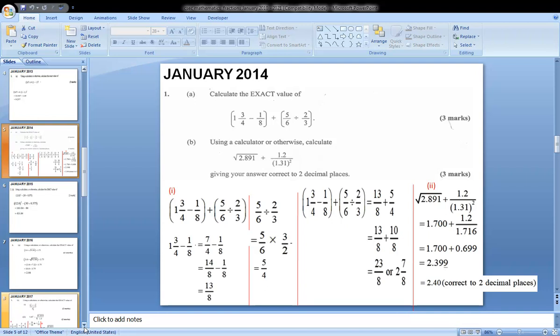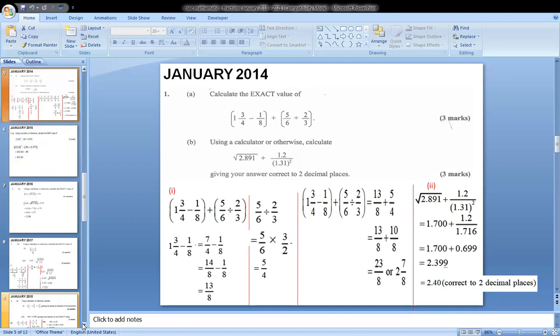They say giving your answer correct to two decimal places. So we know two decimal places is the second 9, but if we notice a 9 comes after that, so we know we're going to add 1 and round up. So we'll get 2.40. That is to two decimal places.